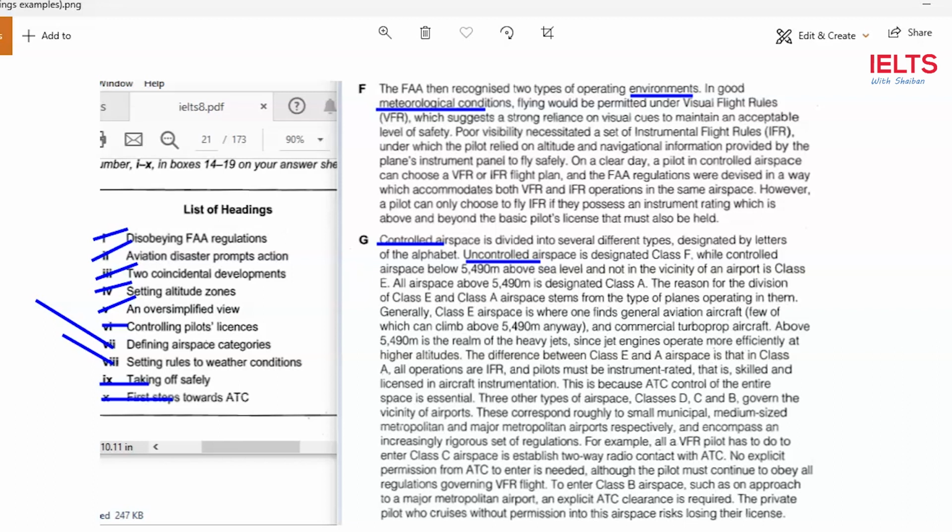I hope that this explanation about matching headings can help you in this IELTS series with Shaiban, and I'm trying to do my best so that everything in this series can help you significantly. And remember, without practicing, you cannot develop your techniques.